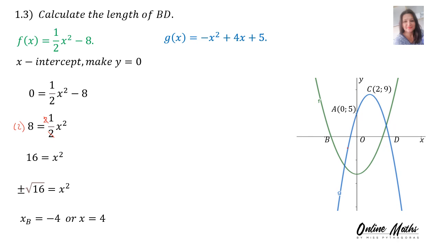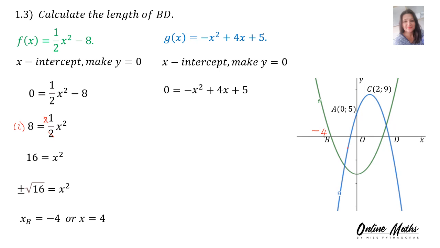Now when we go back to our sketch, remember we were looking at f, the green graph, then at B, the x coordinate there will be the negative 4. Then to find D, now D is the x-intercept of the blue graph. So again, x-intercept, make y 0. 0 equals minus x squared plus 4x plus 5.